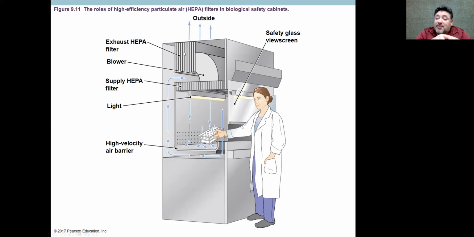We do have these. They're state-of-the-art. They're beautiful. It protects our microbiology students when they're working on bio-level 2 microorganisms. And I love them. Okay, it keeps us very, very safe.